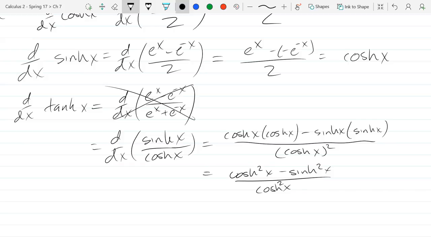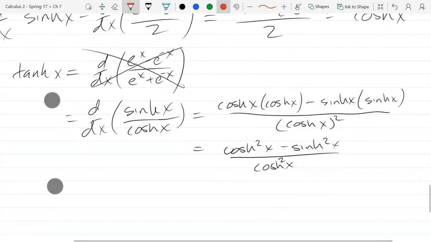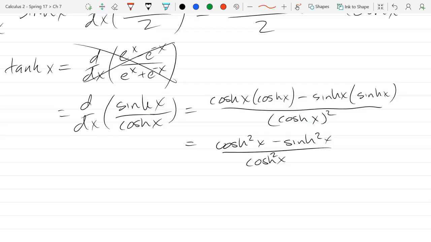So here's a really bad move to make. Cancel. Because we're subtracting, not multiplying on the top, you're not allowed to do that. So don't do it. What is cosh squared minus sinh squared? 1. So that's our Pythagorean identity in air quotes. So we got 1 over cosh squared.